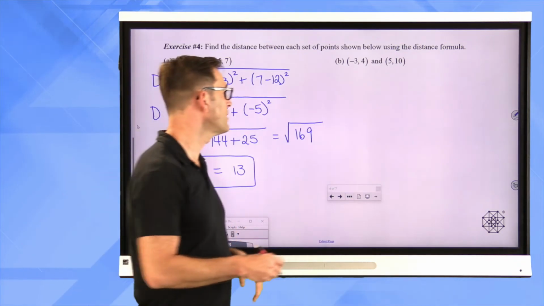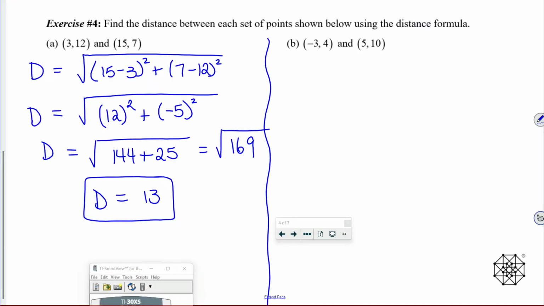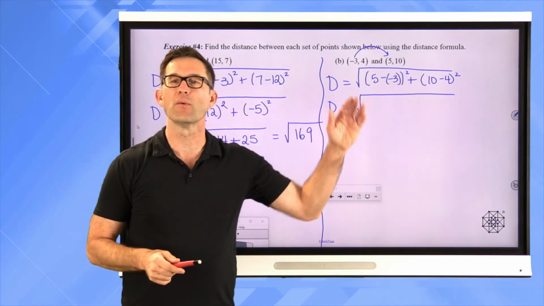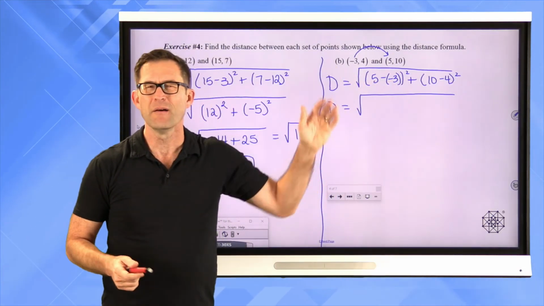All right, let's do it. Plug and chug. Okay, we've got the distance equals the square root of 5 minus negative 3 squared plus 10 minus 4 squared. Now don't forget, when we do that subtraction of the x-coordinates, we're looking for the distance from this x-coordinate to this one, right? The major mistake that a student would make here is that they would just do 5 minus 3.